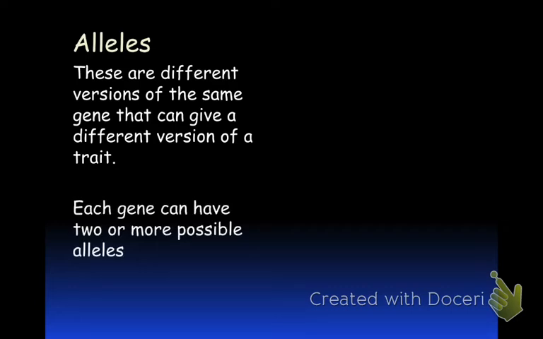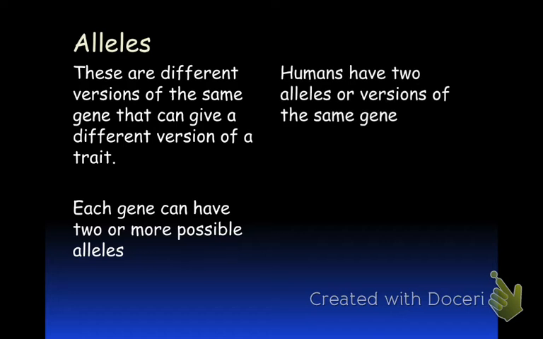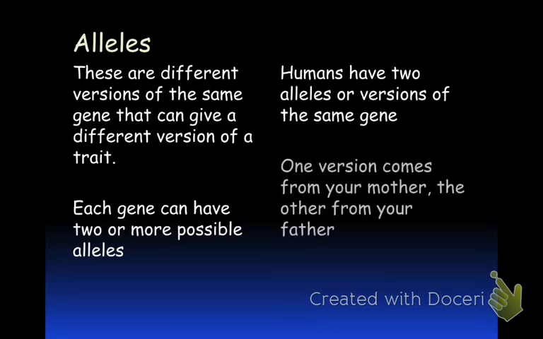So each gene can have 2 or more possible alleles, and humans have 2 alleles or versions of each of the same gene. And again, one of those comes from mom, one of those comes from dad. So one version comes from your mother, and the other comes from your father. So remember, alleles are like matching genes. They are the gene that is going to code for the same thing, but on a different chromosome.